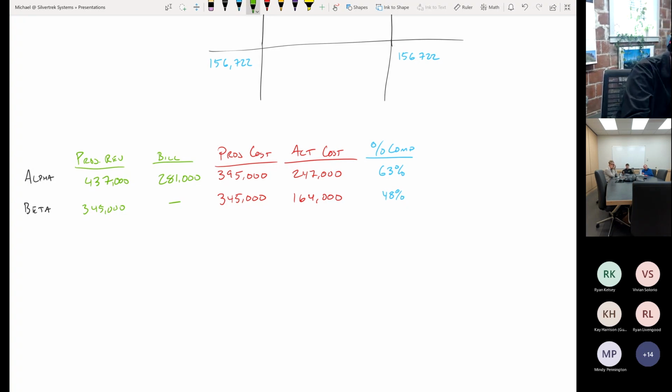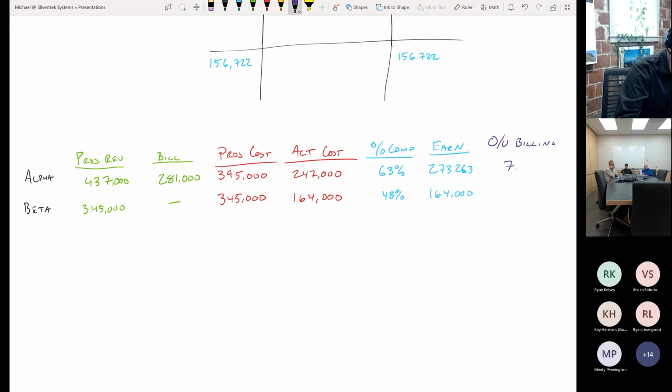We can do our earned revenue calculation. In this case, I probably would be asking you, Lars, what the earned revenue is, but it's actually 63% times our projected revenue. In this case, I'll just give it to you. It's $273,000, 263. And the beta comes out to $164,000. Then we can calculate our over under billing number, right? In this case, we earned 273. We actually billed 281, so we're slightly overbilled.